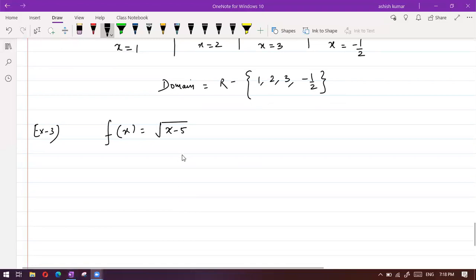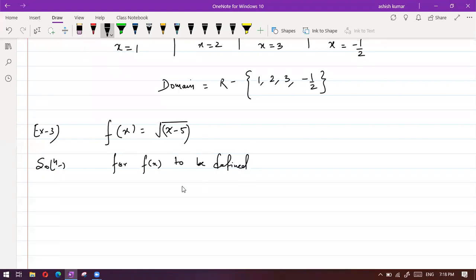Try to understand here that the bracket you use for defining the set will also matter. We have learned that in a square root, the expression must be non-negative. Whatever comes inside the square root, for f(x) to be defined, can we say that x minus 5 must be greater than or equal to 0? Yes, sir. If you solve this, you get x is greater than or equal to 5.